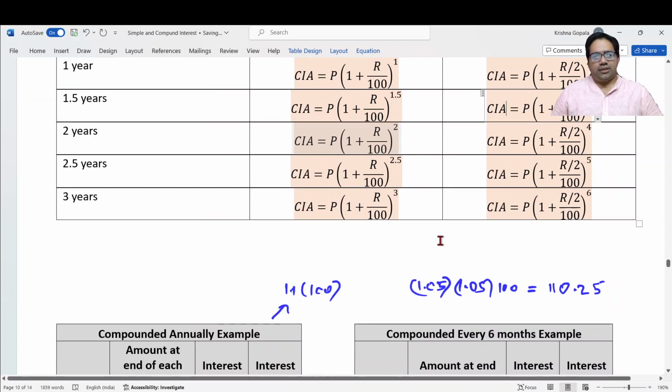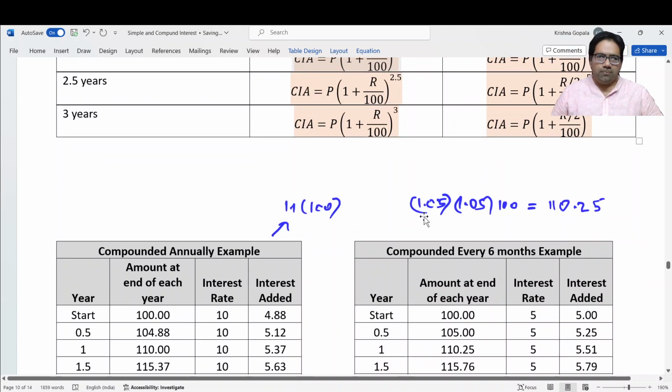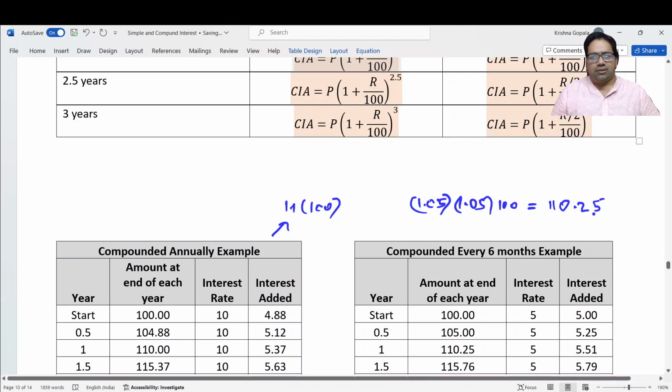Compound interest amount in a year, if it was compounded annually, is simply 1.1 into 100, which is 110 rupees. But in this case, we do 1.05 into 1.05 because there are two 6-month periods, which is equal to 110.25. Compounded every 6 months definitely gives more interest. The loan has become slightly higher, 110 versus 110.25.